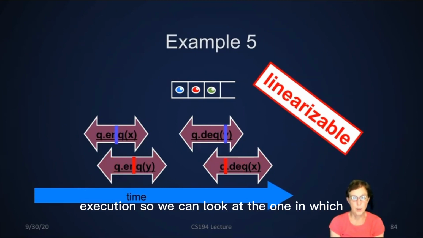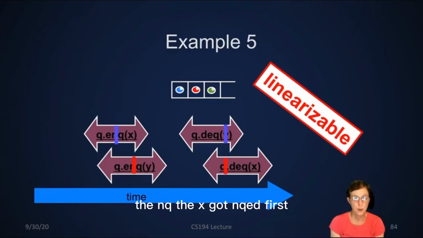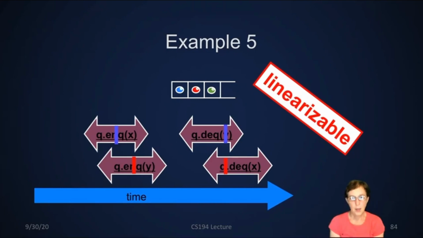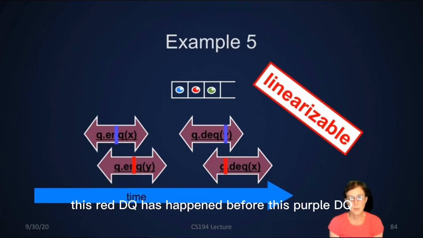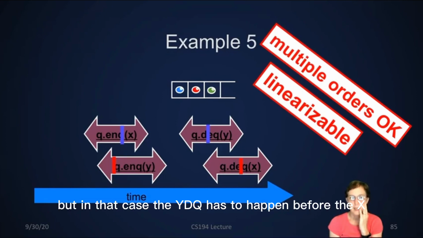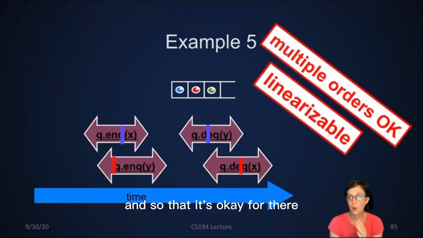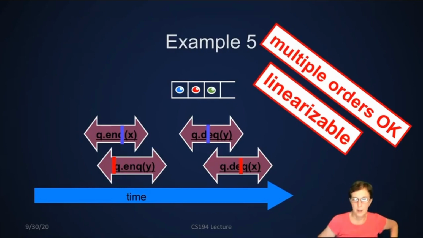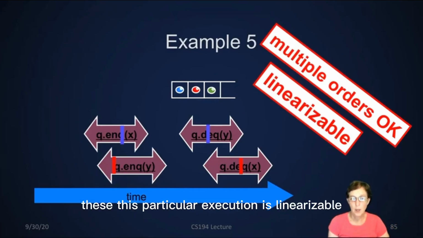We can look at the one in which x got NQ'd first, y second, and x got DQ'd first and y second. It's a little hard to tell, these lines should be a little further apart here, but basically this red DQ has happened before this purple DQ. We can also assume that y got NQ'd first, but in that case the y DQ has to happen before the x. So it's okay for there to be two different interpretations of how these two things are linear. This particular execution is linearizable as long as there's at least one.